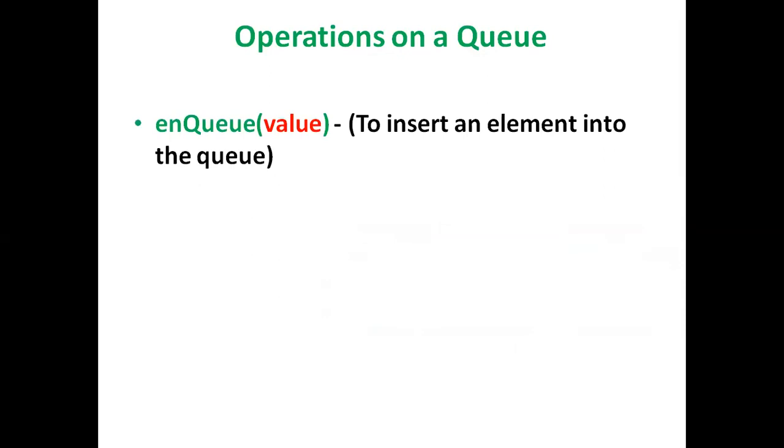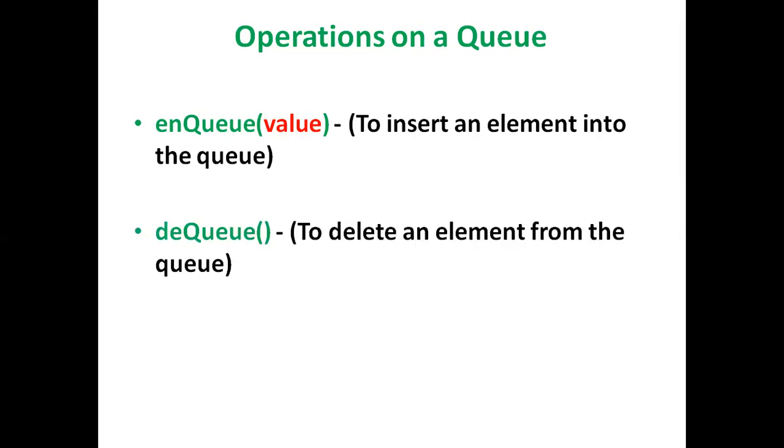Next, operations on a queue. What are the operations we can perform on a queue? Here we are performing three operations. The first one is enqueue. Enqueue means inserting an element into a queue. And the second one is dequeue. Dequeue means deleting elements from the queue.